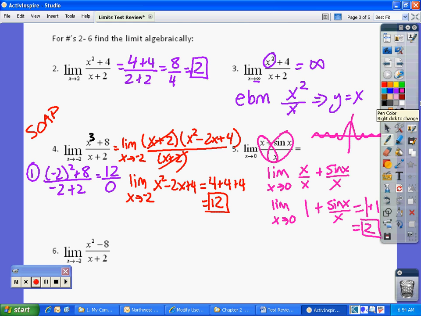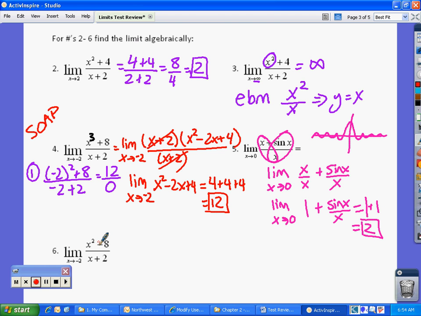All right, next one. The limit as x approaches negative 2 of x squared minus 8 over x plus 2. Looking at this, our first step, once again, is going to be to plug in. You can see if I plug this negative 2 in for x, we're going to have a 0 in the denominator, which means we need to try to simplify it algebraically.